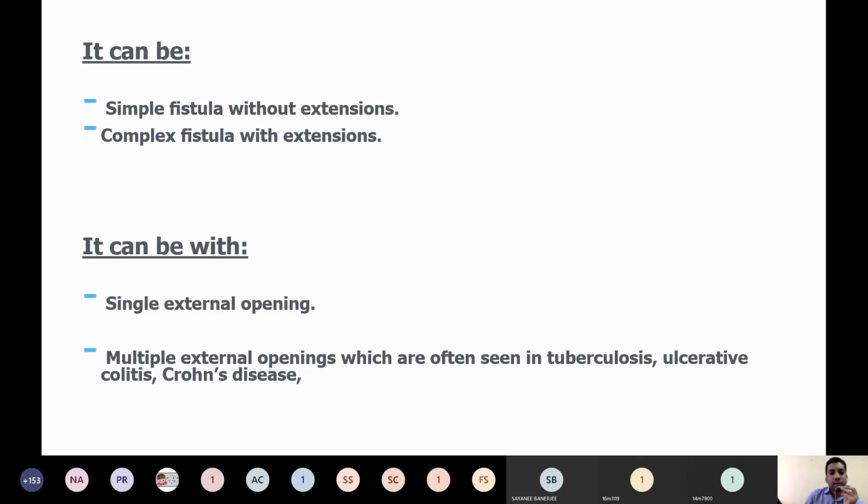Okay, so other classification can be simple and complex fistula. Simple fistulas are without extensions. Complex fistulas are with extensions, lateral extensions. It can be single external opening or multiple external opening. Multiple external openings are commonly seen in tuberculosis, ulcerative colitis, and Crohn's disease.